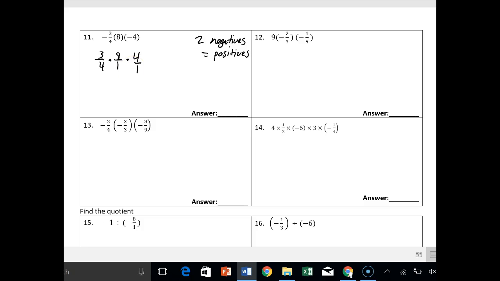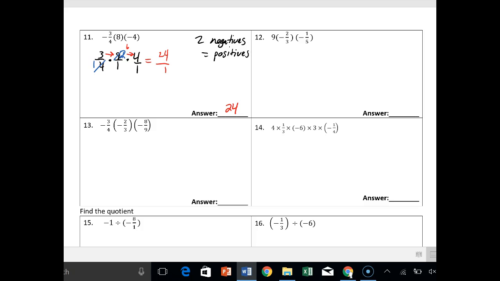Now let's look to cross cancel. 4 and 8 can both be divided by 4. So 4 divided by 4 is 1. 8 divided by 4 is, sorry, not 1, but 2. Let's multiply straight across. 3 times 2 is 6. 6 times 4 is 24. 1 times 1 times 1 is just 1. So your answer is positive 24. Right? I'm going to let you do number 12. It's very similar to the problems we've done.